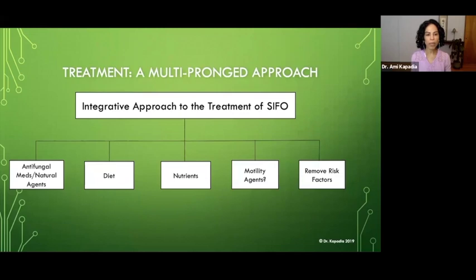We're going to talk about each of these individually, but the areas that we're going to talk about include antifungal medications or natural antifungal agents, dietary issues, nutrients, possibility of adding motility agents, as well as removing risk factors. So don't get overwhelmed. We're going to dive into these each on their own and talk about them in detail here. Let's start with antifungal medications.